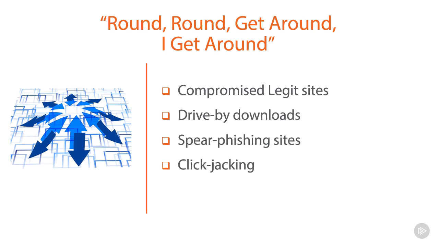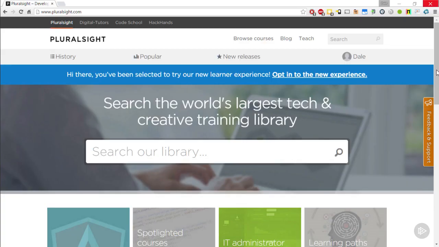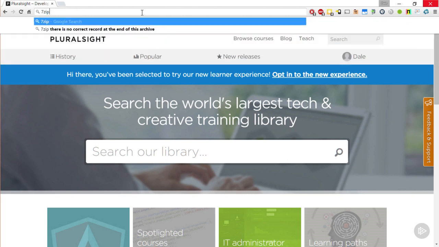And a really, really interesting one that they're starting to see now is what we refer to as search engine optimization or SEO. What attackers are doing, let's say that you're looking for WinZip. Well, if I was to do a simple search, in fact, here, let me show you. So here I just opened up my browser and of course my homepage is an awesome page. I'm going to look for a program that's called 7-Zip. It's an alternative to WinZip, but it's free. Well, let's pretend like we're just a standard user.